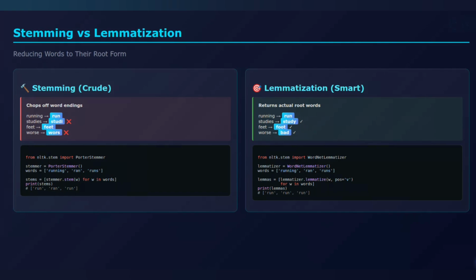Stemming is cruder, it just chops off word endings. Sometimes you get weird results like "studi" from "studies." Lemmatization is smarter. It uses vocabulary and morphological analysis to return the actual root word. Studies become study, a real word. Here's how both work in practice. For most applications, lemmatization gives better results, but stemming is faster.